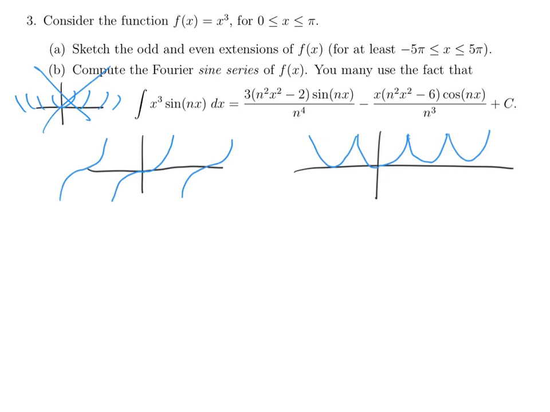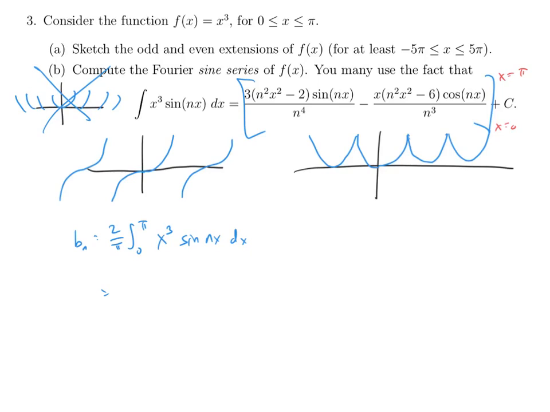And then the Fourier sine series. For this one, I give you the definite integral. What you have to know is that Bn is 2 over pi, from 0 to pi, times the function, so this is x cubed, sine of nx dx. And so the answer is this thing here, evaluated at x equals 0 to x equals pi.